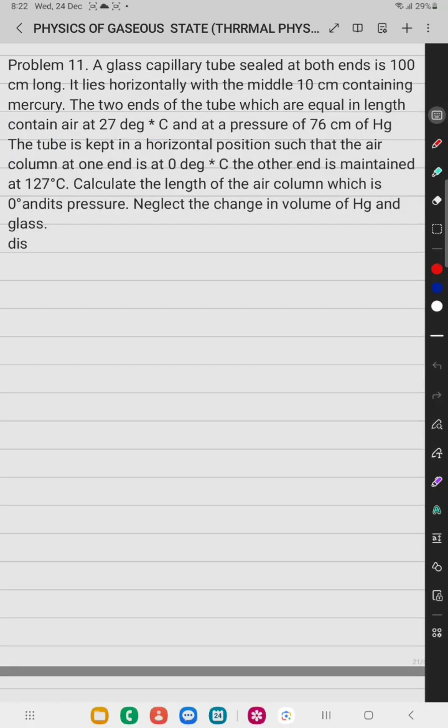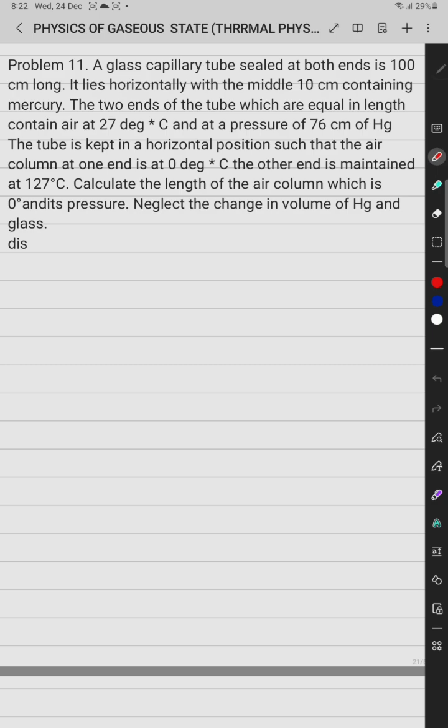A glass capillary tube sealed at both ends, 100 centimeter long. It means a tube whose total length is 100 centimeter, with mercury 10 centimeter in the middle, and two partitions are formed. The two ends of the tube are of equal length. It means on both sides this is 45 and that is 45, plus 45 centimeter, it is total 90 plus 10, 100 centimeter.